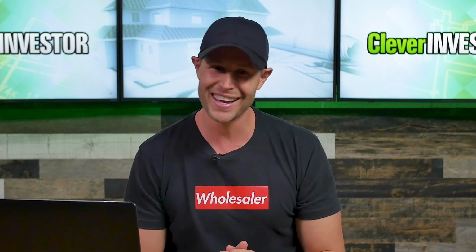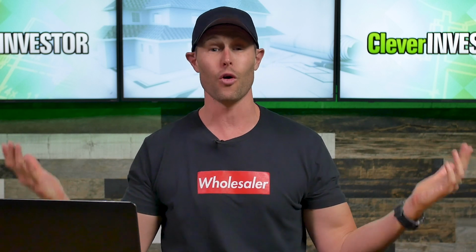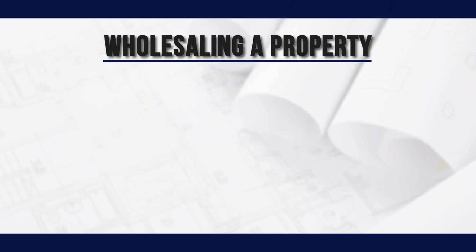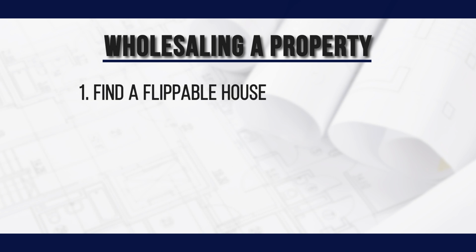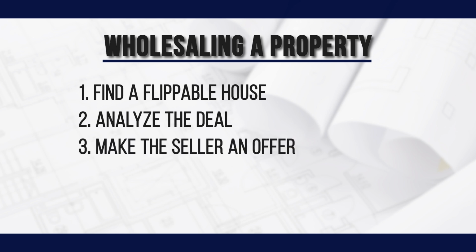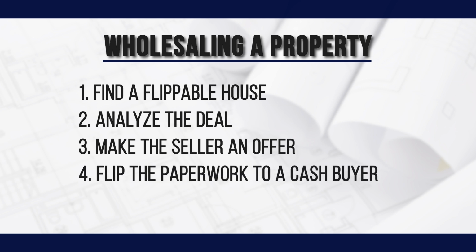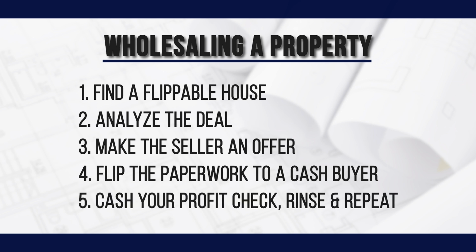Now, before we begin, let's just review the basic steps for wholesaling a property. Step number 1 is to find a flippable house. Step number 2 is to analyze the deal to figure out if it's a deal or a dud. Step number 3 is to make the seller an offer. Step number 4 is to flip the paperwork over to a cash buyer, which is typically a landlord or a rehabber. And step number 5 is to cash your profit check, rinse, and repeat.